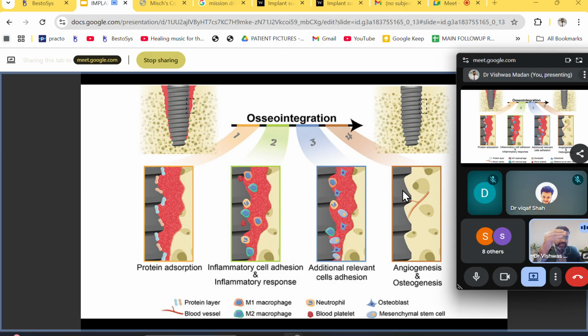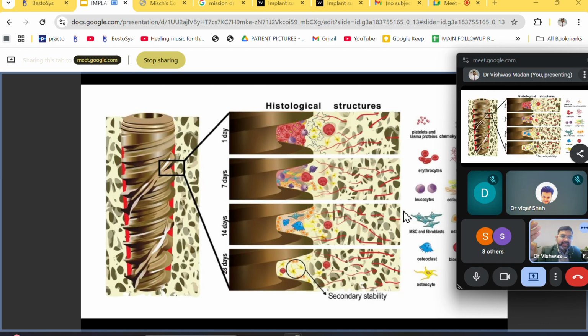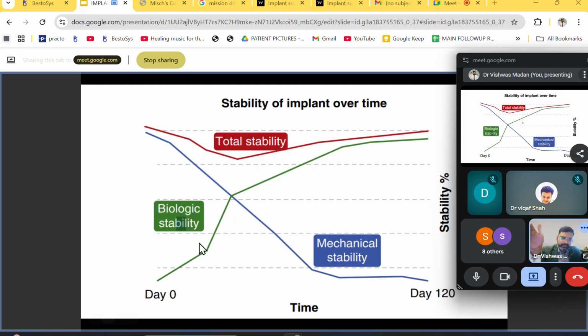But if you actually cut out a section of this and observe it under the microscope on the 20th day or the 25th day, you will see that the bone which was present on day 1 around your implant would have resorbed by the 20th day. This bone would have vanished. And over the next 20 days, new bone forms. That is known as the biological stability or the secondary stability.